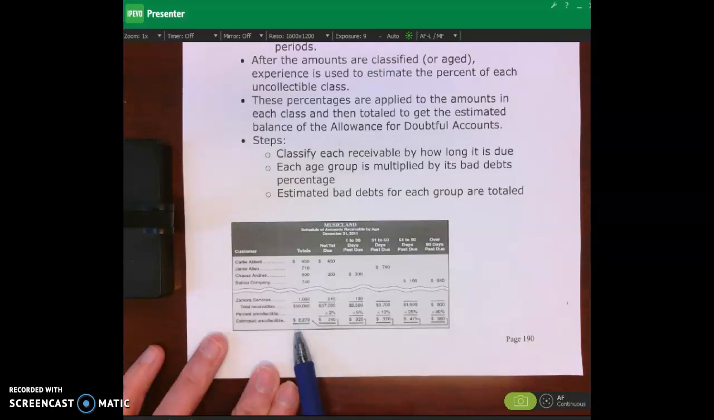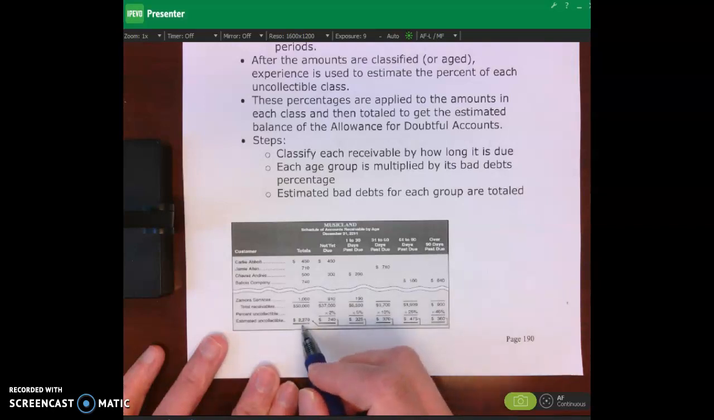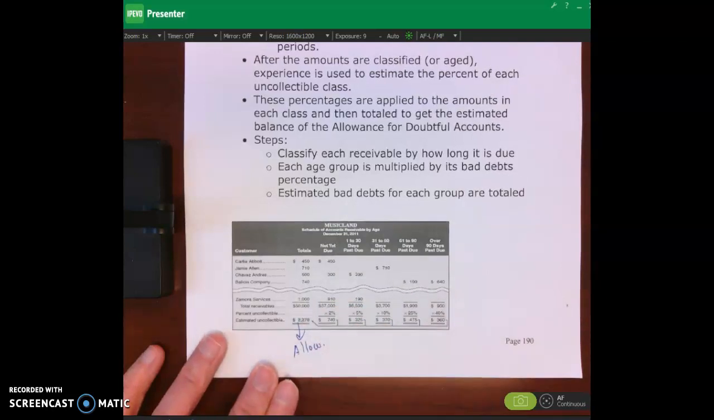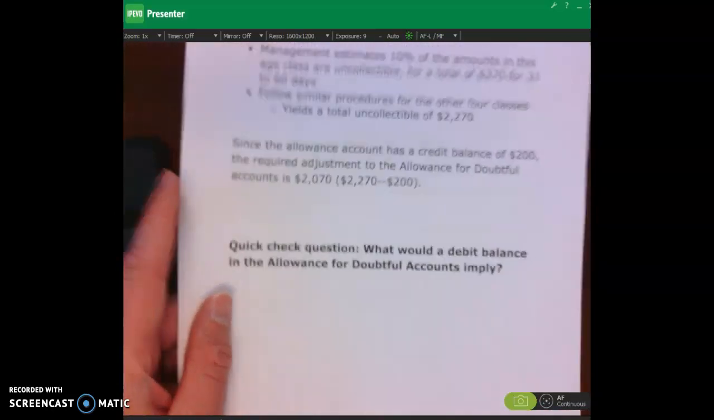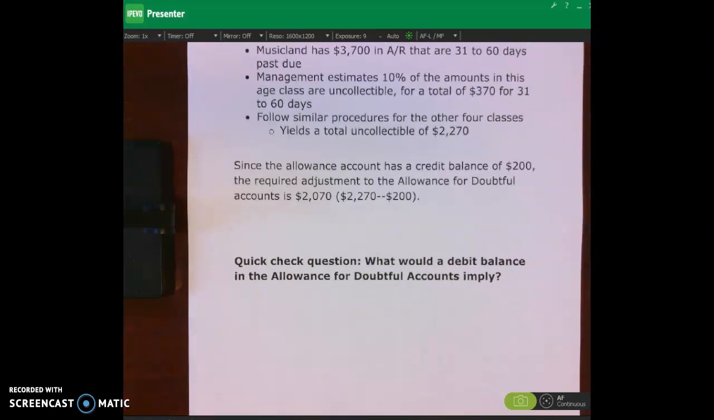We add up all of our estimated uncollectibles, and what this is saying is we want our allowance for doubtful accounts to have a balance of $2,270. When we add up all those estimated uncollectibles, we get the $2,270. And what this is telling you is that you want the allowance for doubtful accounts to have a balance of $2,270. But if we look at this over here, let's assume that the allowance for doubtful accounts before we do our journal entry has that credit balance of $200.